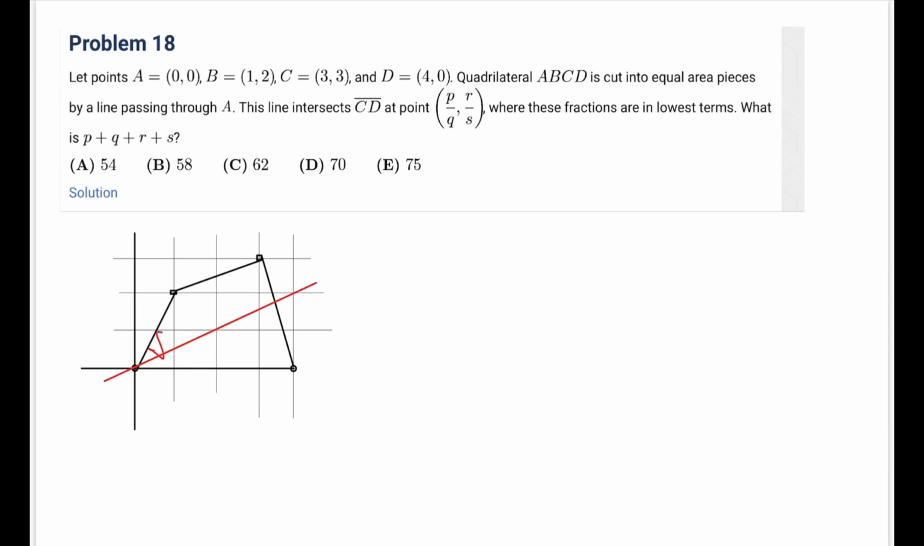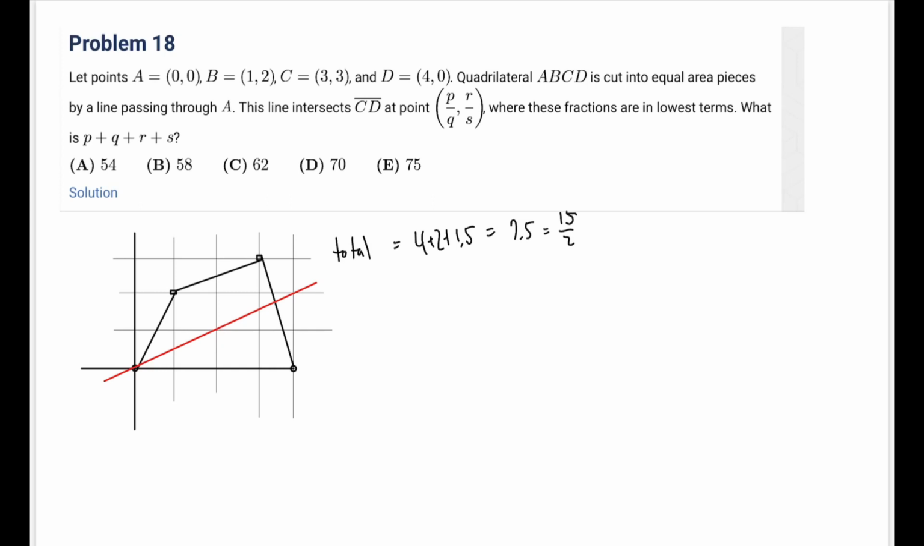So that this area is equal to this area, and so the total area of the whole quadrilateral would be total area. This is 4 plus 2 plus 1.5, right? So this is 4 plus 2 plus 1.5. This is 7.5. This is 15 over 2. And the line intersects CD at P over Q, R over S.